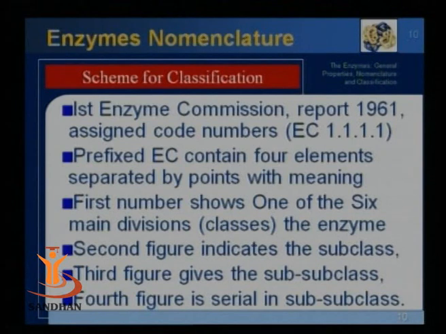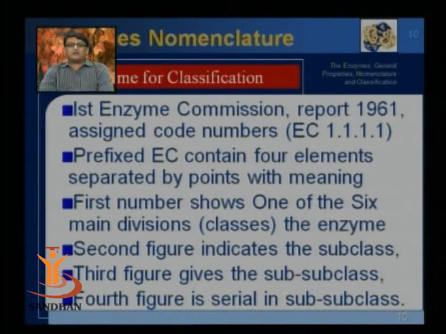Because many times it happens that the reactions catalyzed are more or less the same, just differing in a very small way. So, to avoid confusion, this type of system was coined by the Enzyme Commission. The number given to them is, for example, EC 1.1.1.1. When we want to understand the name pattern, the prefix EC contains 4 elements separated by points, and each of these numbers has some meaning.